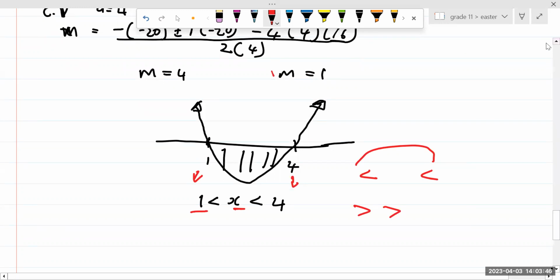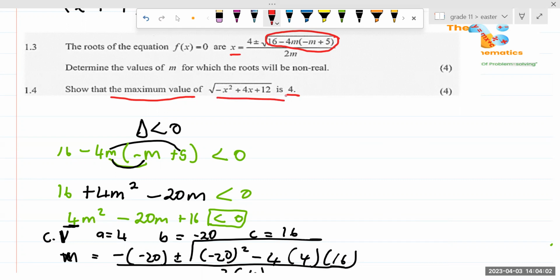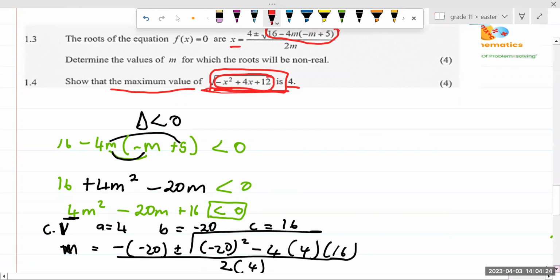Okay. Now, this was the question which I got. They say show that the maximum value is going to be equal to 4. Now, what is a maximum value, guys? A maximum value is the turning point. It's a turning point of a parabolic function. We have a parabolic function here, but it's inside the square root. So we'll first start working with whatever is inside the square root, and we'll call that f of x.